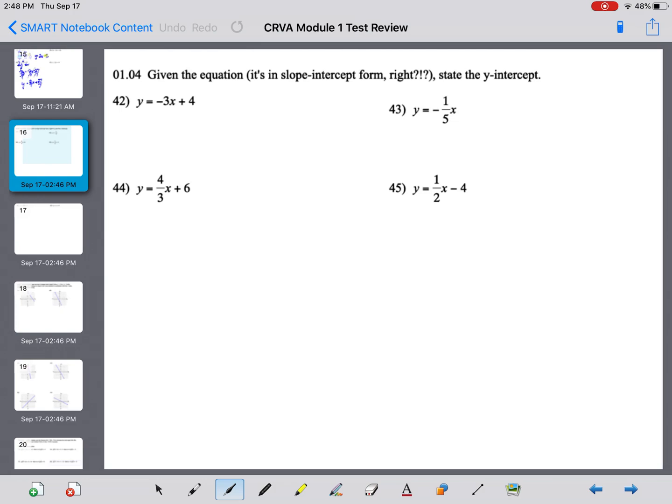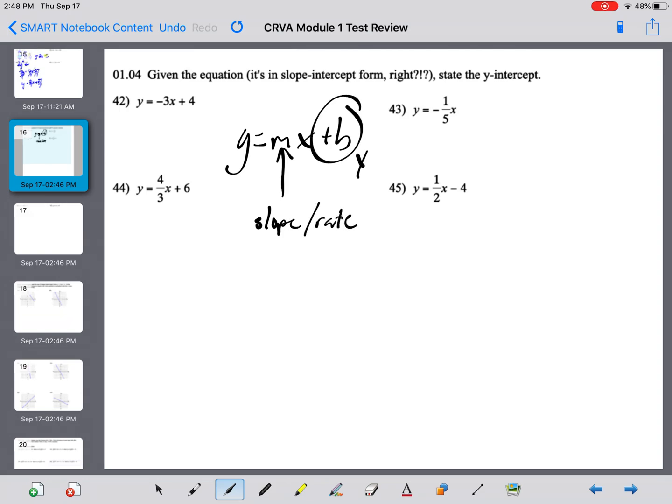Continuing our review, given the equation, which is going to be in slope-intercept form, state the y-intercept. Remember, slope-intercept form looks like this. Y is all by itself. The value getting multiplied with the x is your rate or slope. This value is your y-intercept. So for number 42, the y-intercept is positive 4.